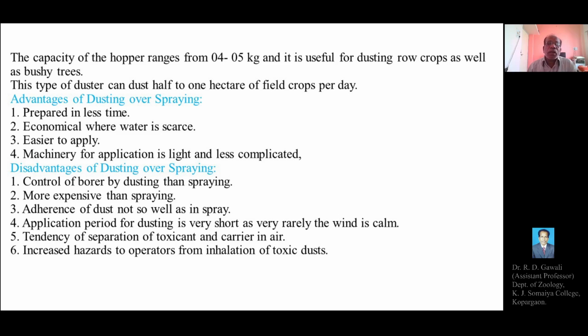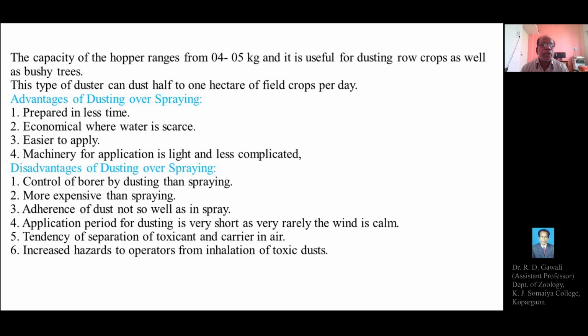Application period for dusting is very short, as very rarely the wind is calm. The application period for dusting, that is either the morning period or the evening period, is very short, during which there may be no wind. So during daytime there may be wind and it will become difficult to do the dusting or the application of the powder pesticide in the crop field. So the application period of dusting is very short, that is either a short time in the morning or a short time in the evening, or there might be wind throughout the day.